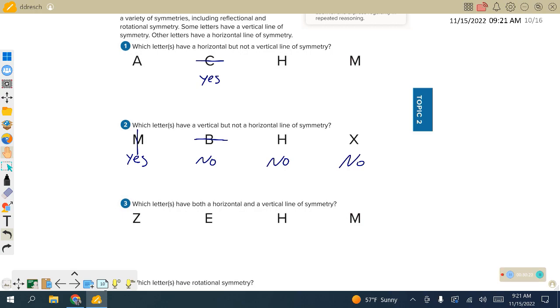All right, let's keep going on here. Now let's go for the both. Take another quick second here. Talk to your buddy. How about both off of Z, E, H, M? And then what we'll do then is, I forgot the last one, the rotation part.